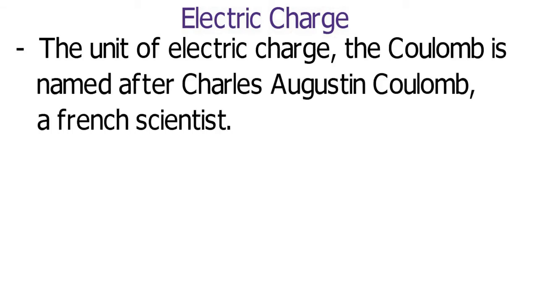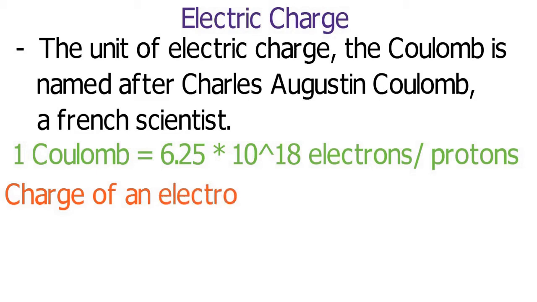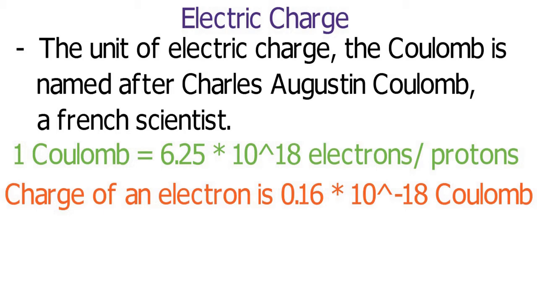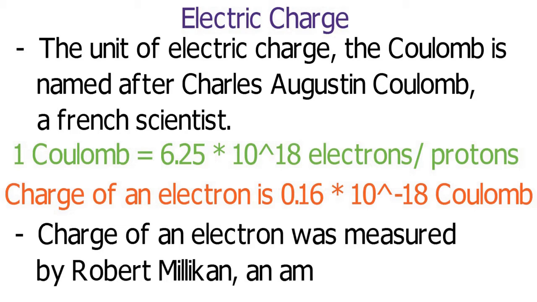The unit of electric charge is named after Charles Augustin Coulomb, a French scientist, who measured the force between charges. 1 coulomb of charge is equal to 6.25 times 10 to the power of 18 electrons or protons. The reciprocal of 1 coulomb of charge gives the charge of an electron. Charge of an electron is 0.16 times 10 to the power of minus 18 coulomb. This extremely small charge of an electron was measured by Robert Millikan, an American scientist.